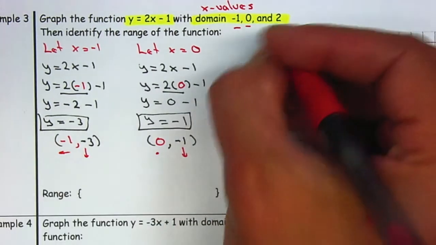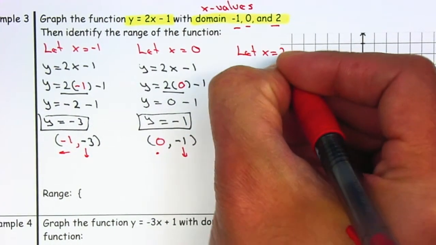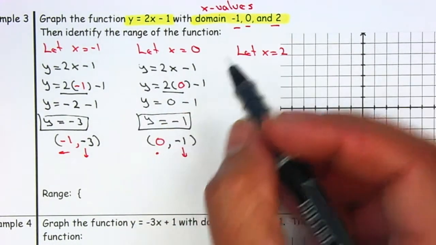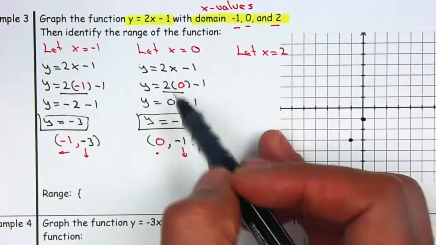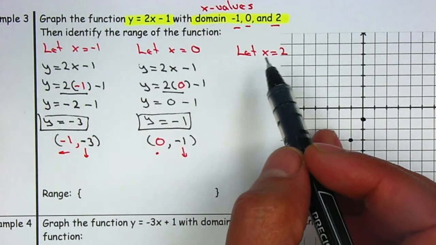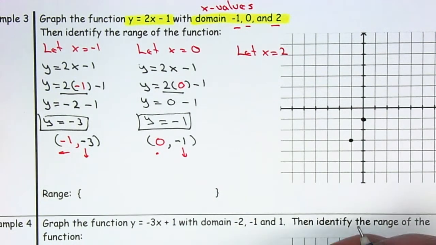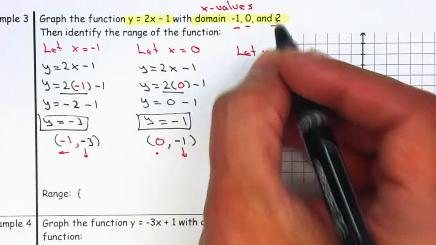So for the next one, I'm going to let x equal to 2, and I'll plug it in. Now, ideally, if they ask you just to graph it, and they don't give you a domain, you guys can use any numbers you want for the value of x, and that'll give you different points. We can connect them. In this case, they're being very specific, and they want you to use -1, 0, and 2.